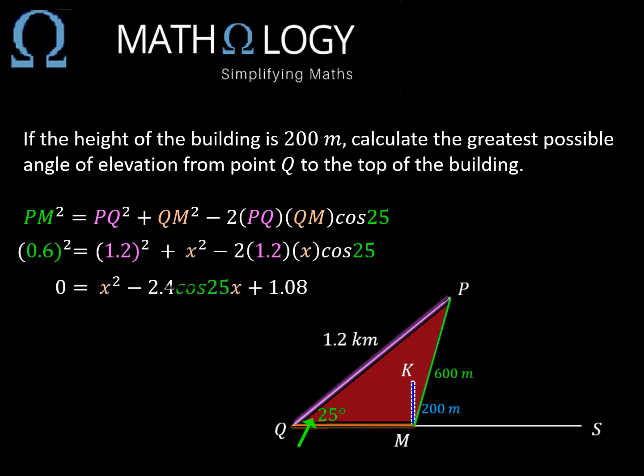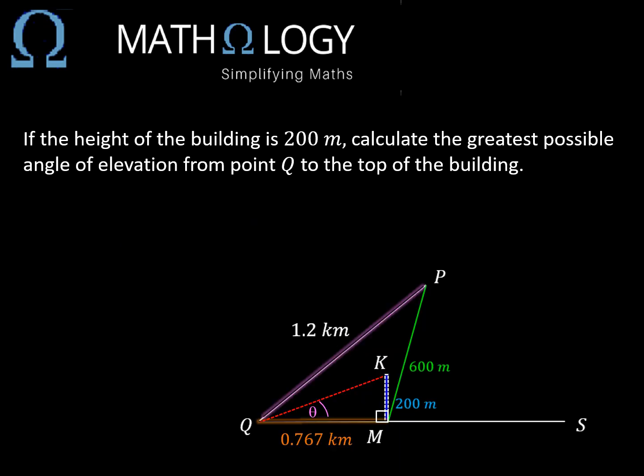Using the quadratic formula to solve for x, which represents side QM, we get x equals 1.408, or x equals 0.767. Since we have already established that the building is positioned as close as possible to point Q, for the maximum angle of elevation from Q to the top of the building, it follows that the building is 0.767 kilometers from point Q.